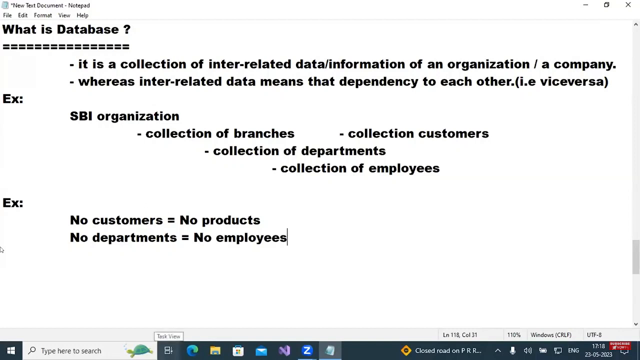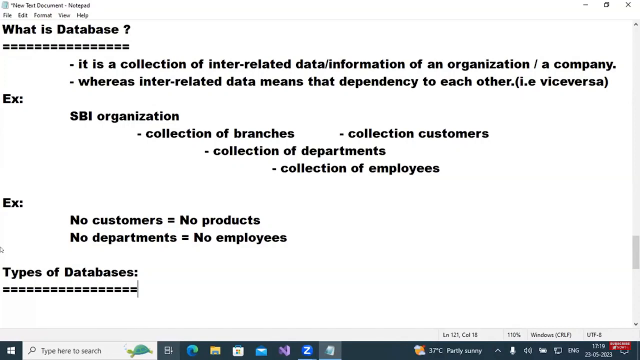Okay, so these are the three terms: data, information, and database. Then after, the most important topic and concept, types of databases. It's one of the very, very important topics, guys. Don't miss this topic. If you get some idea on this, then you will understand what Oracle is, and for what purpose we use Oracle in real time. If you miss this topic, there will be a lot of confusion.